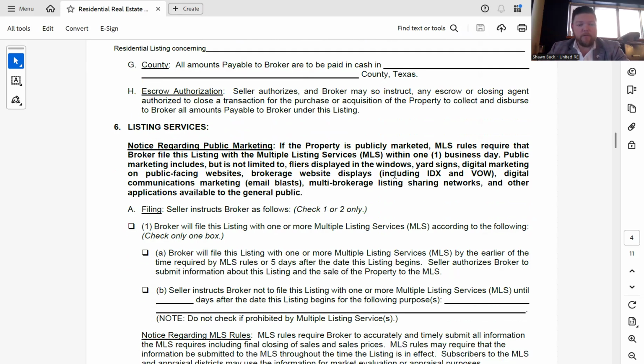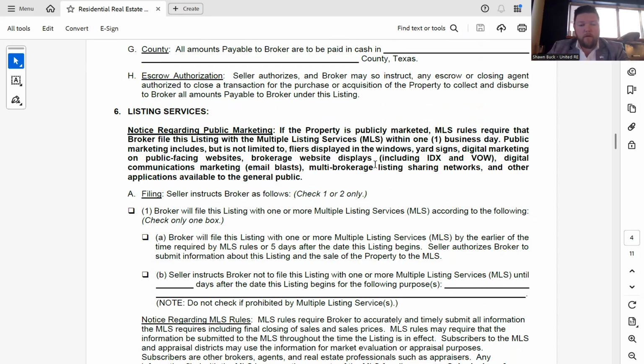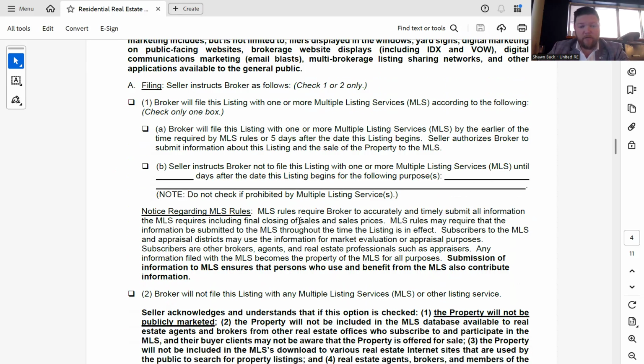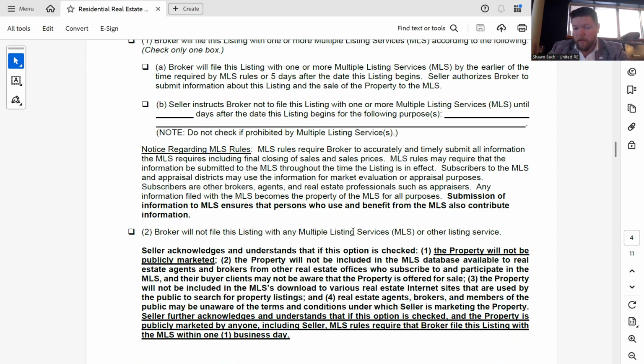Listing services. So you obviously would want to advertise this on the MLS. Sometimes for some reason you may not want to, and you can disclose that here if you do not want it done that way.